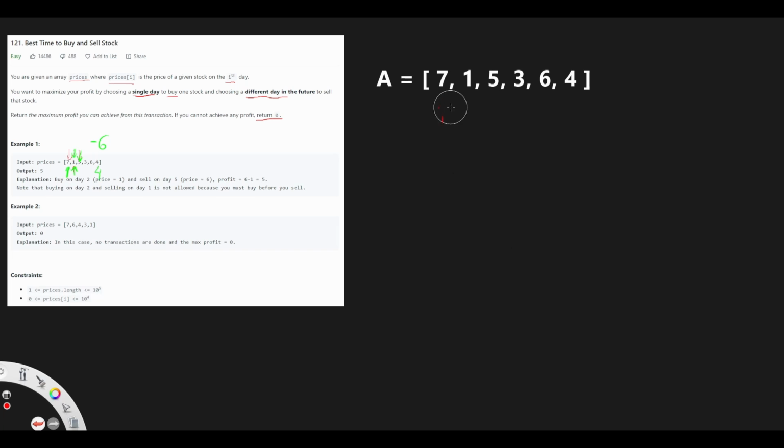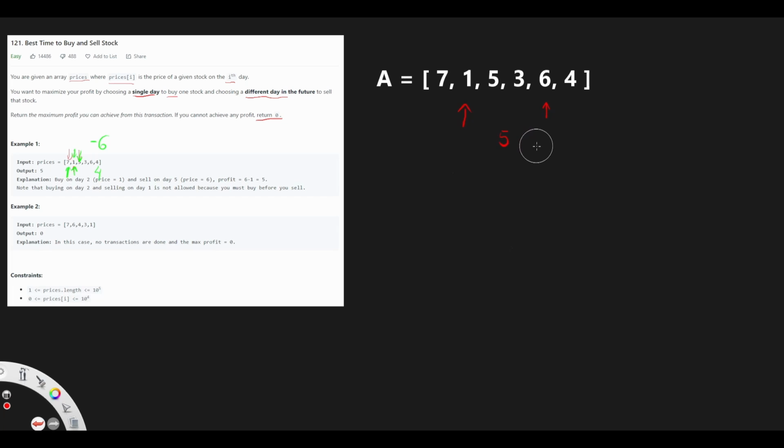What if I buy my stock on the second day for 1 unit? We have to remember that we can only sell the stock after the buy happened, so I can't go back and sell it on the first day. I have to go forward. So in this case, I bought it for 1 unit and I want to sell it for 5, which is great because I generated 4 units of profit. Is there a better day to sell the stock? Well, it turns out yes, because if I go forward and I move to this day and I sell it for 6 units, then I generated 5 units of profit, which is much better than the previous ones.